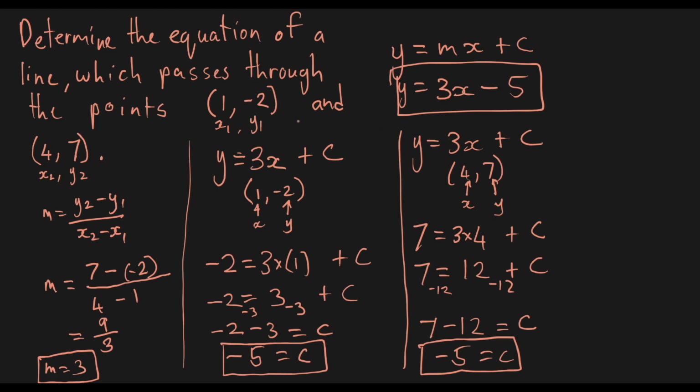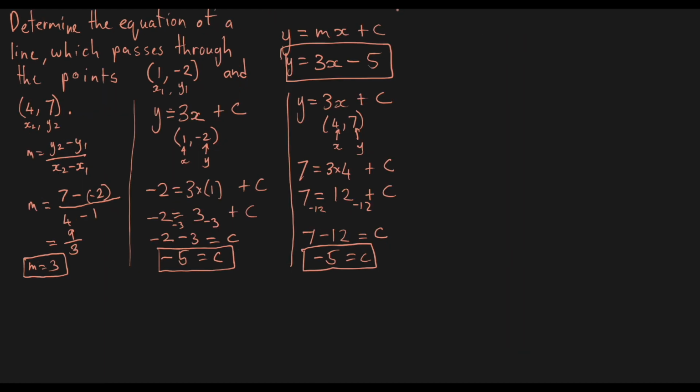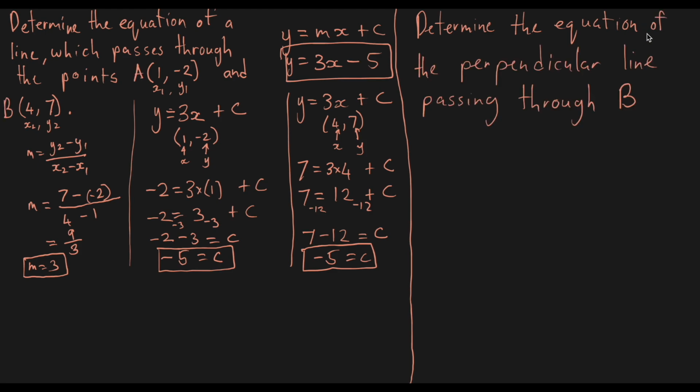We'll do the last part to this same question. Since we already calculated, I'll just attach it to this particular question to save time. We worked out the equation. What we want to do now is determine the equation of the perpendicular line passing through B from the previous question.